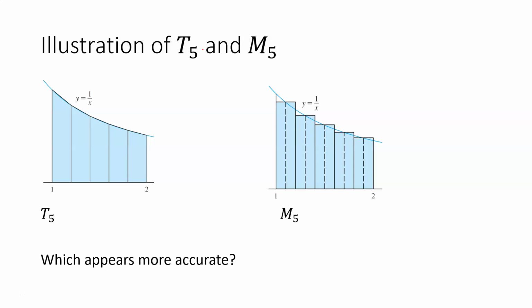So now we want to think about which of these two approximations is more accurate. So in the pictures we can kind of compare how these two approximations were calculated. When we did the trapezoidal rule, we approximated using these trapezoids, which you can see here actually do a pretty good job of approximating the area under the curve.